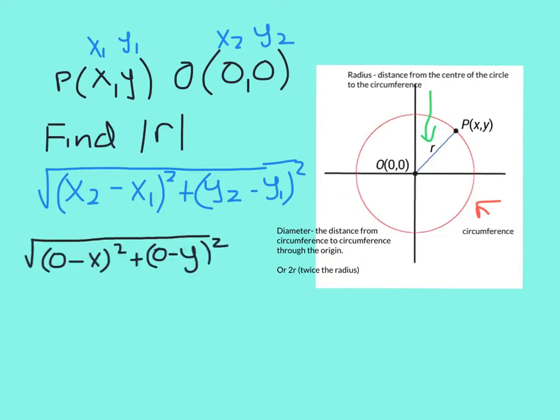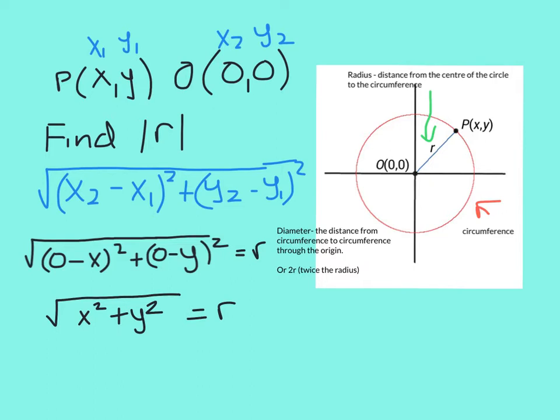Okay, so I've done that, and we know that what we're trying to find is the value of r, so we can say that equals r. What I get here underneath the square root is x squared, because minus 0 squared is just x squared, plus y squared, equals r. And I just want to get rid of that square root.